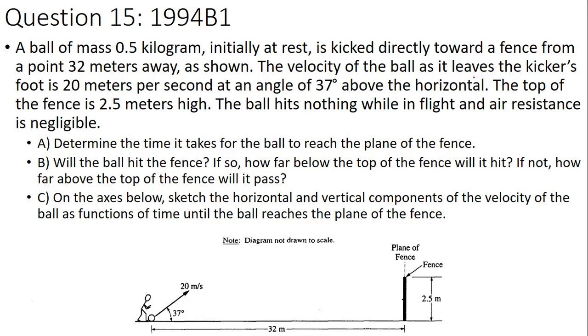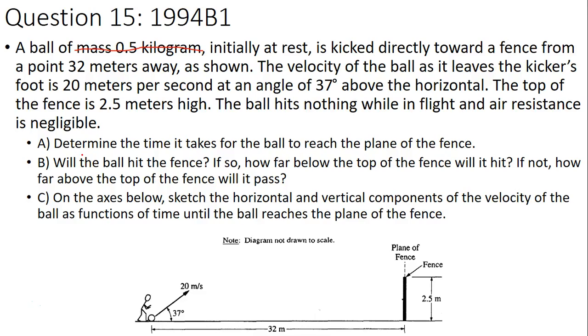The velocity of the ball as it leaves the kicker's foot is 20 meters per second at an angle of 37 degrees above the horizontal. The top of the fence is 2.5 meters high. The ball hits nothing while in flight and air resistance is negligible. So the first thing I want to point out is that we don't actually need this information. So I'm just going to cross it out.